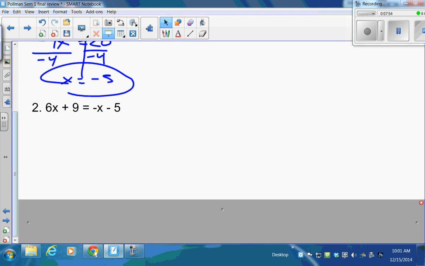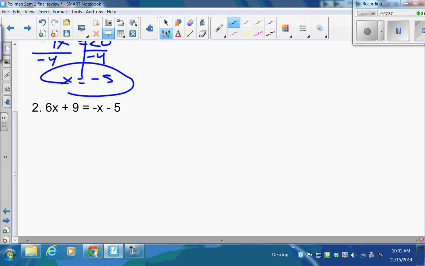Next one is a little bit more challenging. We have to get the variables together. I always like to move my smaller variable. My smaller variable is the negative 1x here. So I'm going to do the opposite, which is plus x, plus x. That crosses that out. I have negative 5 equals 7x plus 9.